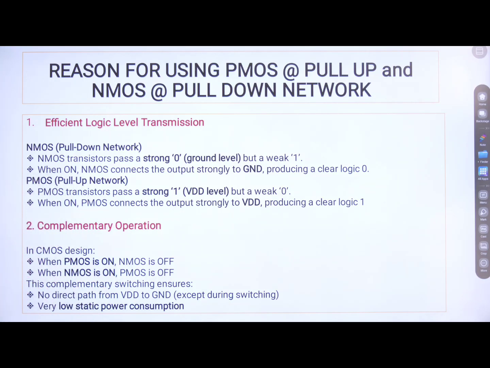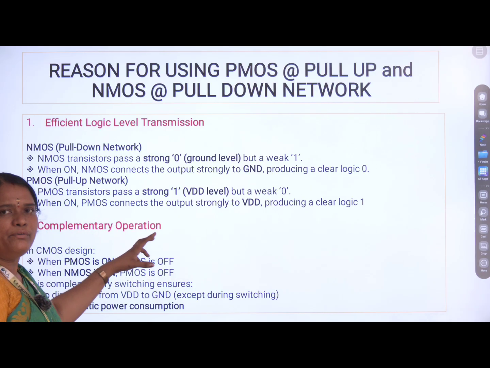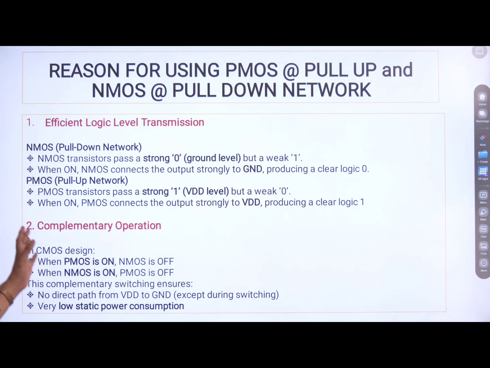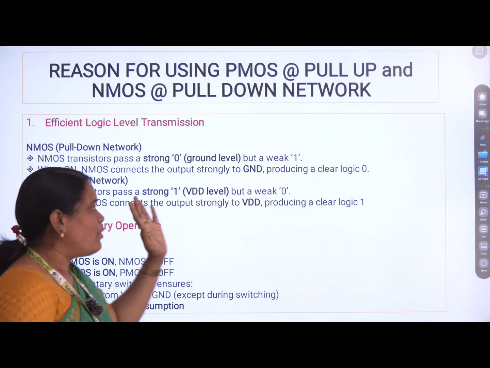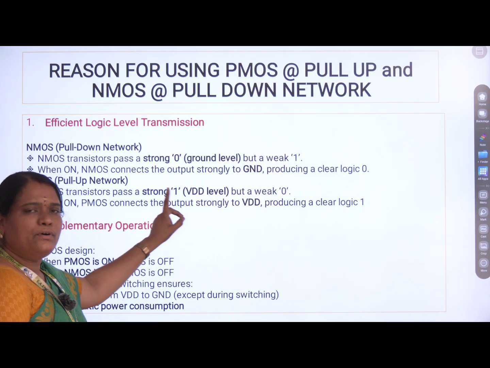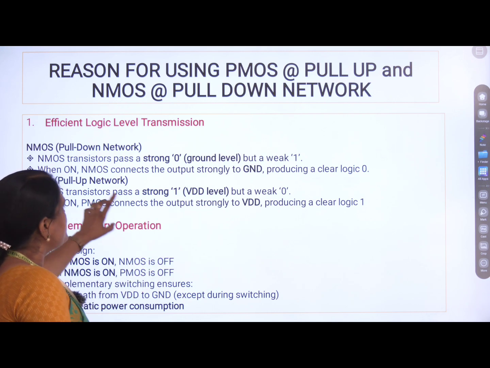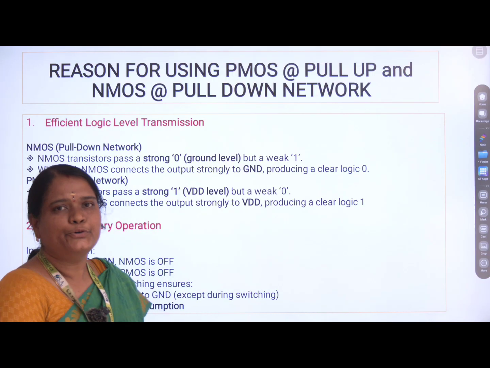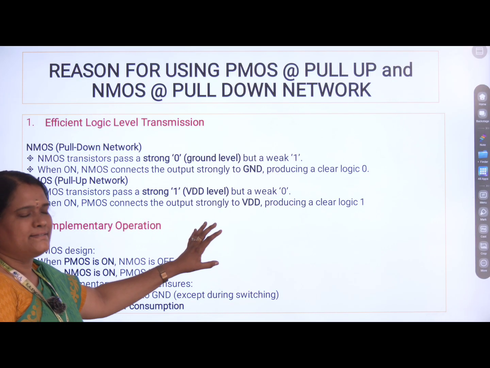Yes. So the reason for using PMOS at pull-up and NMOS at pull-down, as I said in the previous slide, is efficient logic level transformation. NMOS passes a strong 0 because it is connected near to ground, so it can pass a strong 0 as well as a weak 1. PMOS passes a strong 1 because it is connected near to VDD, so it passes a strong 1 and a poor 0.